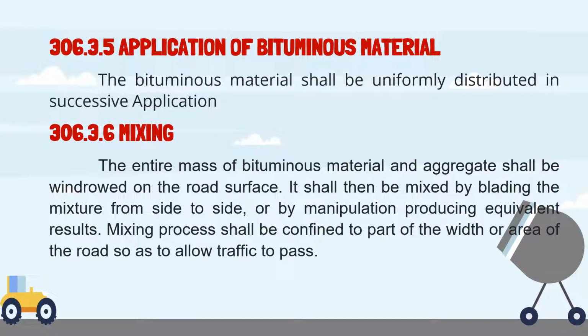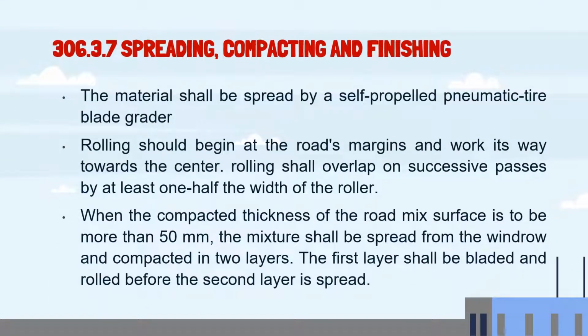Next is 306.3.7, spreading, compacting, and finishing. The material shall be spread by self-propelled pneumatic-tired grader, and the rolling should begin at the road's margins and work its way towards the center, except on super-elevated curves where rolling progresses from the lower to the upper edge. Rolling shall overlap on successive passes by at least one-half the width of the roller. The rolling shall continue until the surfacing is of uniform texture and satisfactory compaction is obtained.